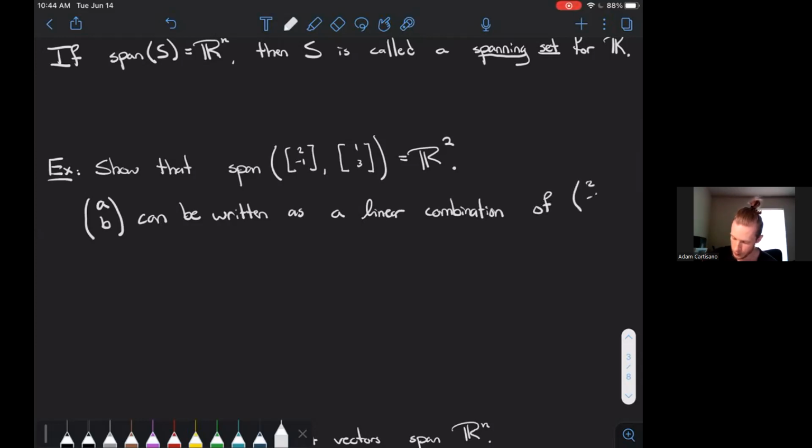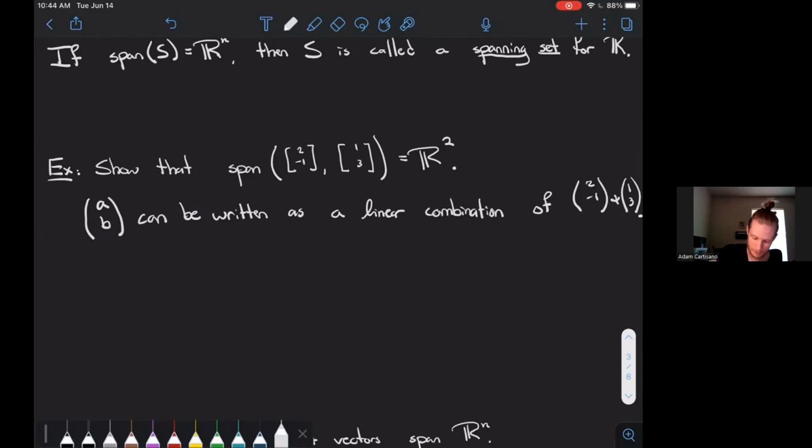2, -1, and 1, 3. So the augmented AB for any A and B, right? If we want to make any vector in R2 as a linear combination of these two vectors, then we can't say what these entries in this vector are. We have to let them be arbitrary. So this is the setup.